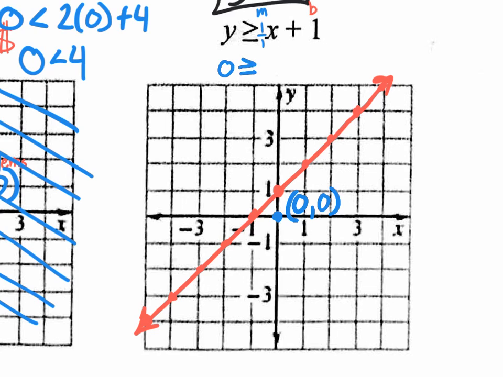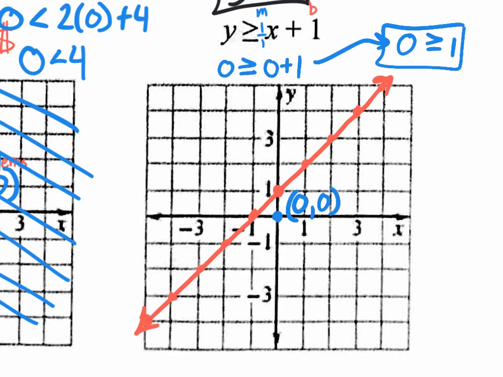It's going to say 0 is greater than or equal to 0 plus 1. So if I simplify that, it's just going to say 0 is greater than or equal to 1. What do you guys think about that? 0 is not greater than or equal to 1. No way. So what do we know about that coordinate 0, 0? It does not work. So where are my answers at?